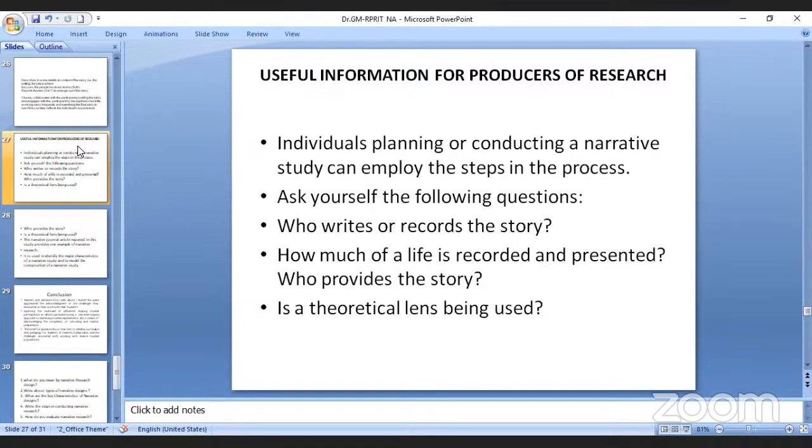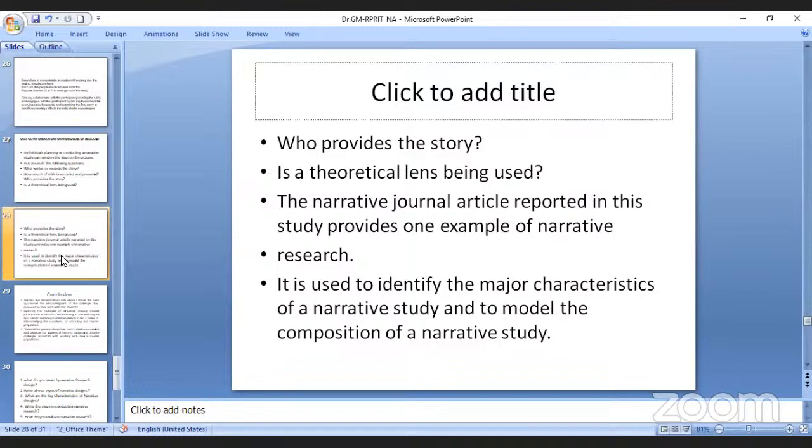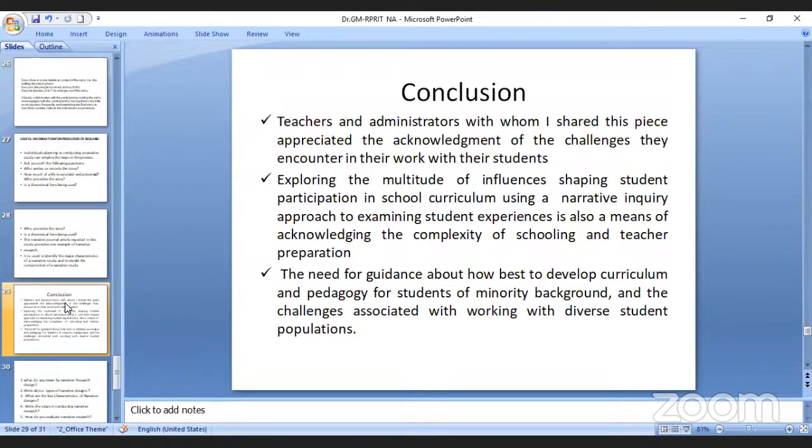Then, who provides the story? Is a theoretical lens being used? The narrative journal article reported in this study provides one example of narrative research. It is used to identify the major characteristics of a narrative study and to model the composition of a narrative study. So you have to consider all these aspects while doing narrative studies.